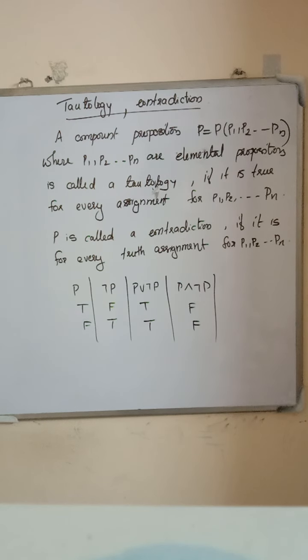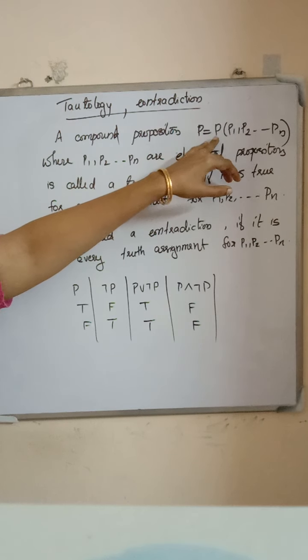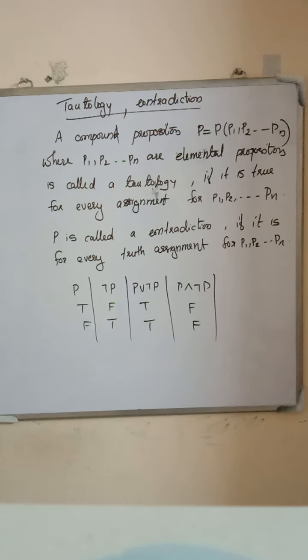Today we discuss tautology and contradiction of a compound proposition. Consider a compound proposition of elemental propositions P1, P2, etc. Pn. It is represented as P equals P of P1, P2, etc. Pn, where P1, P2, etc. Pn are elemental propositions.